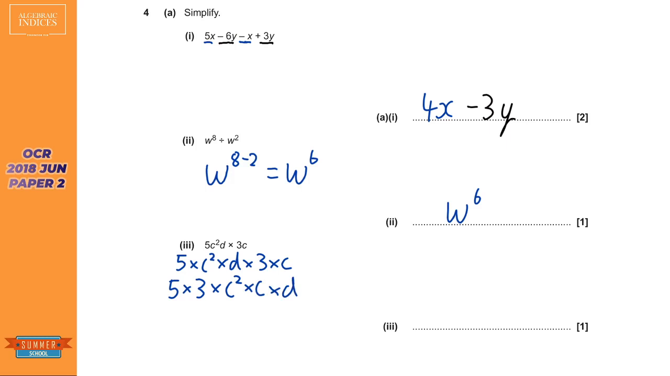So we're going to do 5 times 3. Well, that's 15. We're going to do C to the power of 2 times C to the power of 1. Remember, when you multiply them, you add the indices. So that's going to be C to the power of 3. And then we've just got that D at the end there. So the answer is 15 C to the power of 3 D.